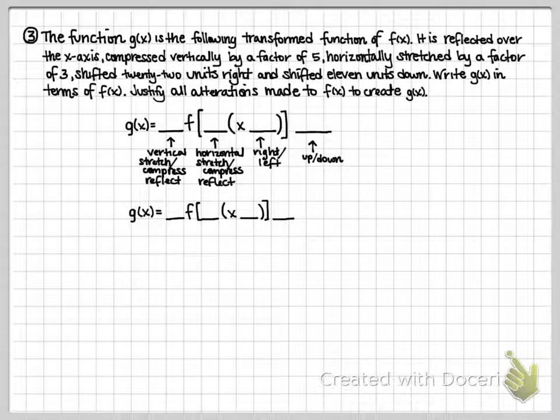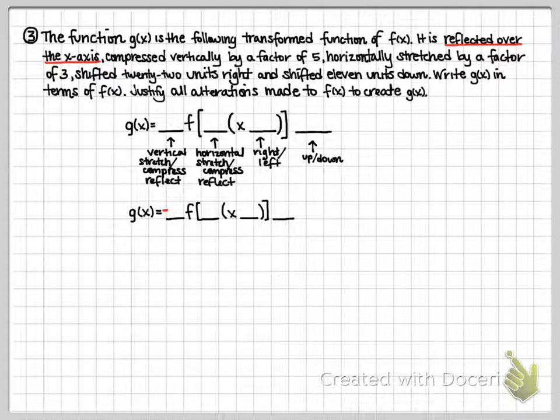So now I'm just going to start going through and seeing what I can do. It's the following transformed function of f. All right, so that means it's g equals, f is the function that's based off of. It's reflected over the x-axis. Over the x-axis means that the y values are changing. So the y values, the vertical values, are being reflected. That means that I have a negative sign out here because my y's are getting reflected.